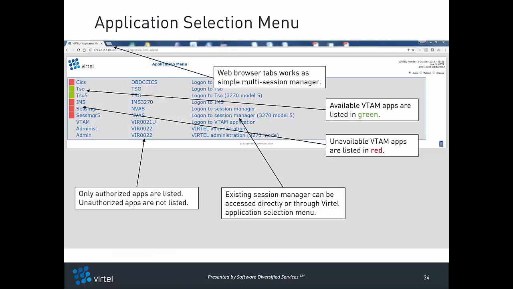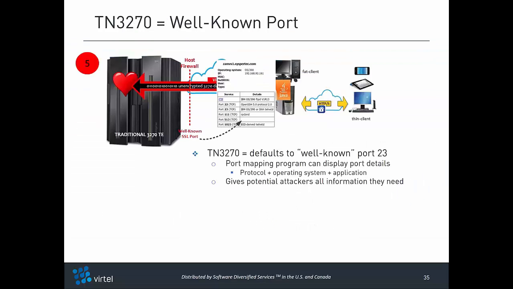Here's a snapshot of the application selection menu that you already saw during John's demo. It is generated dynamically based on user credentials. It's served to the user after logon, memorized for the duration of the session, and served again to the user if the application accessed by the user happens to crash.